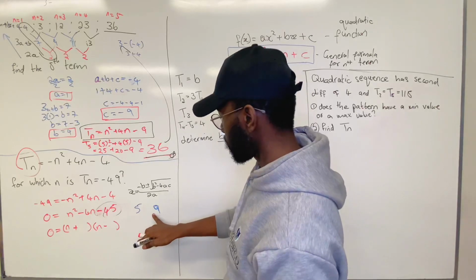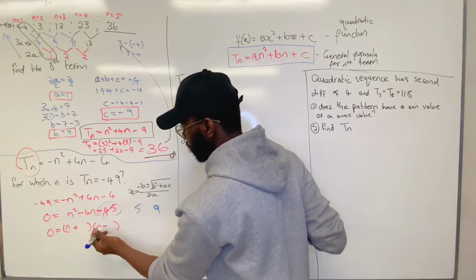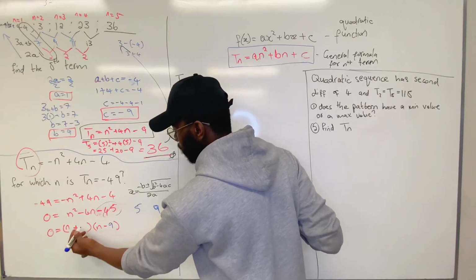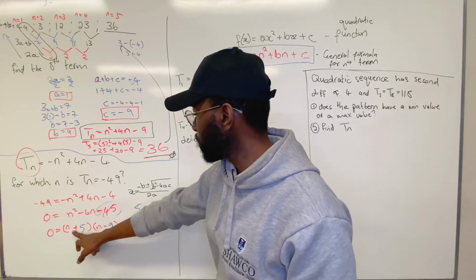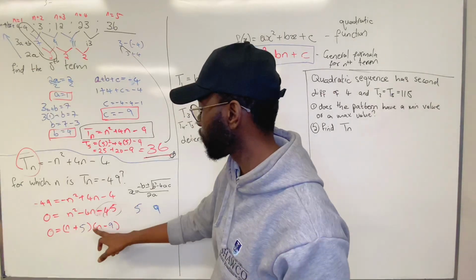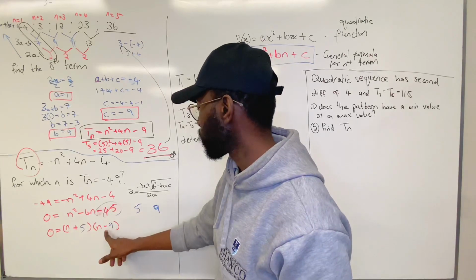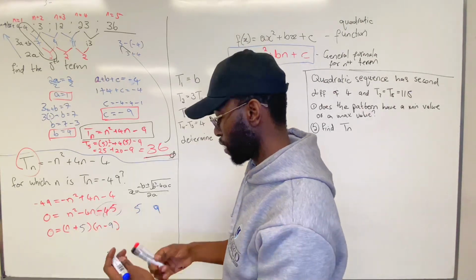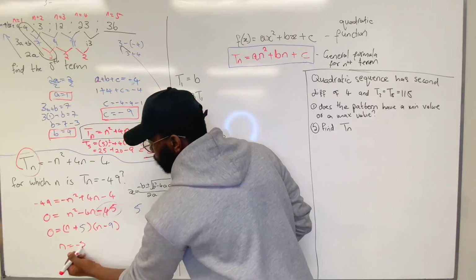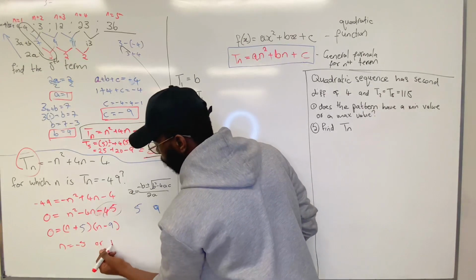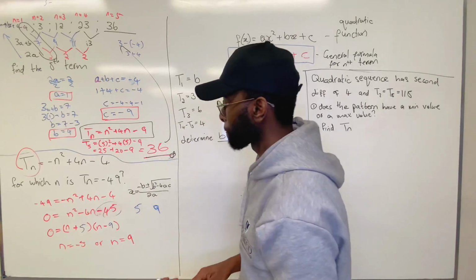And then the bigger number here will take the sign of the middle term. So 9 will come here and 5 will come here. When the last term is negative, that means the signs in the two brackets will be different, and then the bigger number will take the sign of the middle term. Now that means n is either equal to -5 or n is equal to 9.